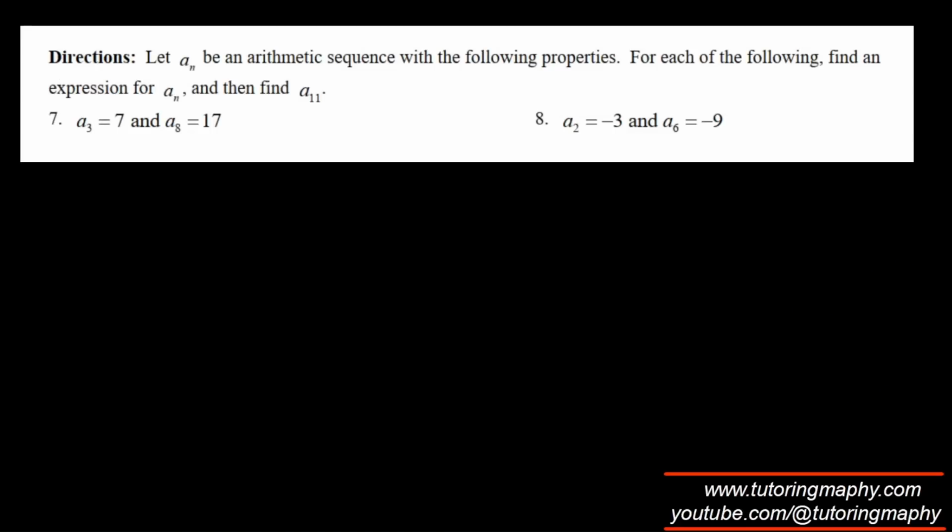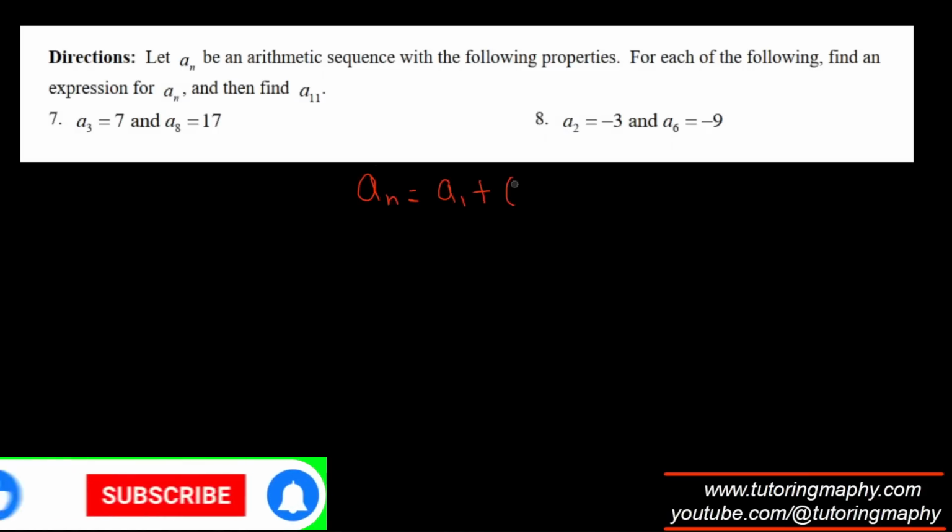Right. This is on arithmetic. So we are given some information. We need to find an expression for a sub n and then find a11. So the formula that I will be using is an will be equal to a1 plus n minus 1 times d.